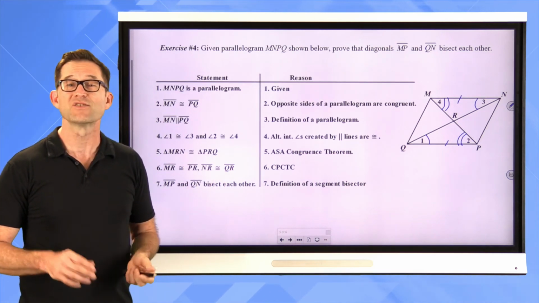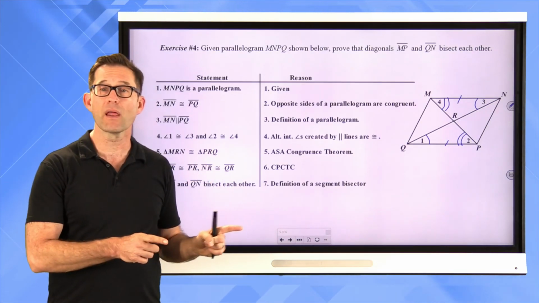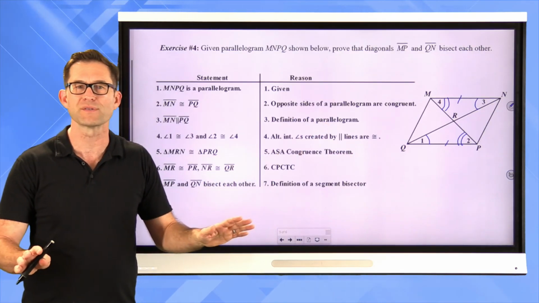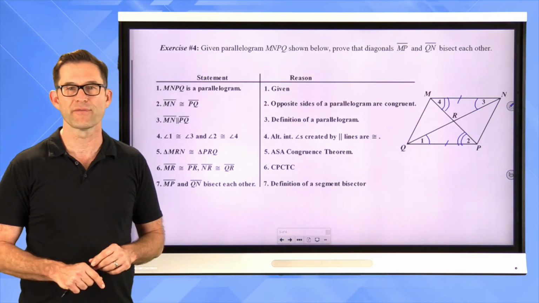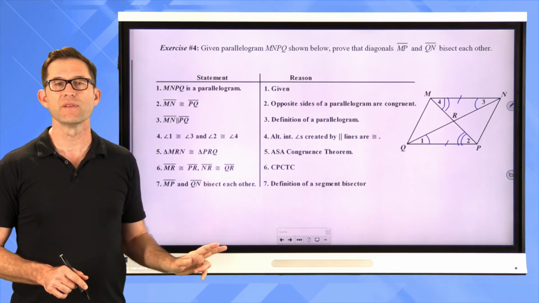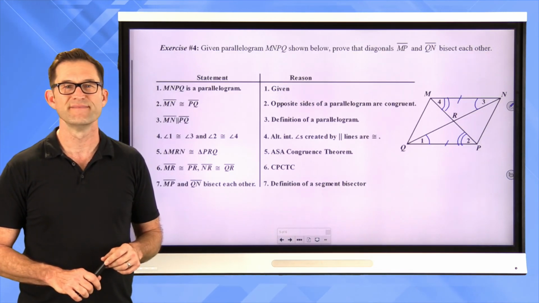All right, so we just proved, based on the properties of parallelograms, another property of parallelograms. All parallelograms have this property that their diagonals cut each other in half. Why don't you pause the video right now and write down any steps of these proofs that you might have missed because I was going too fast.